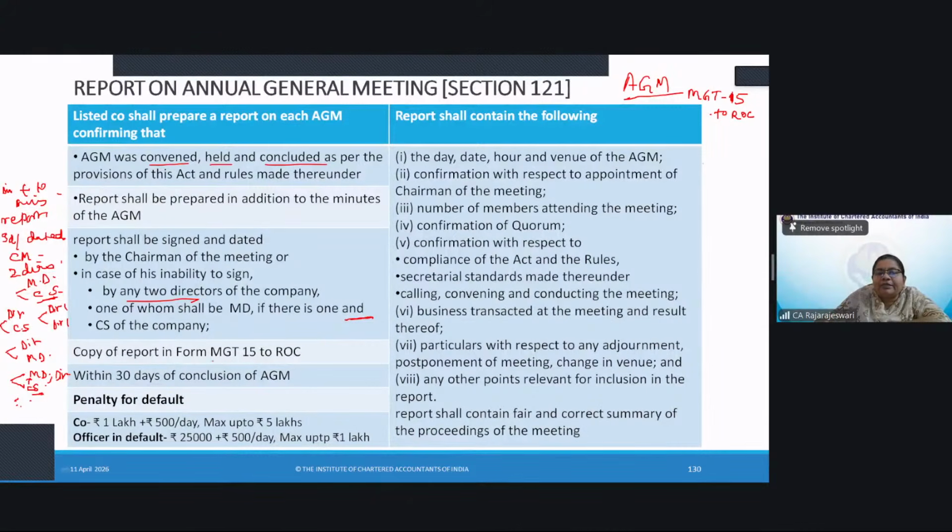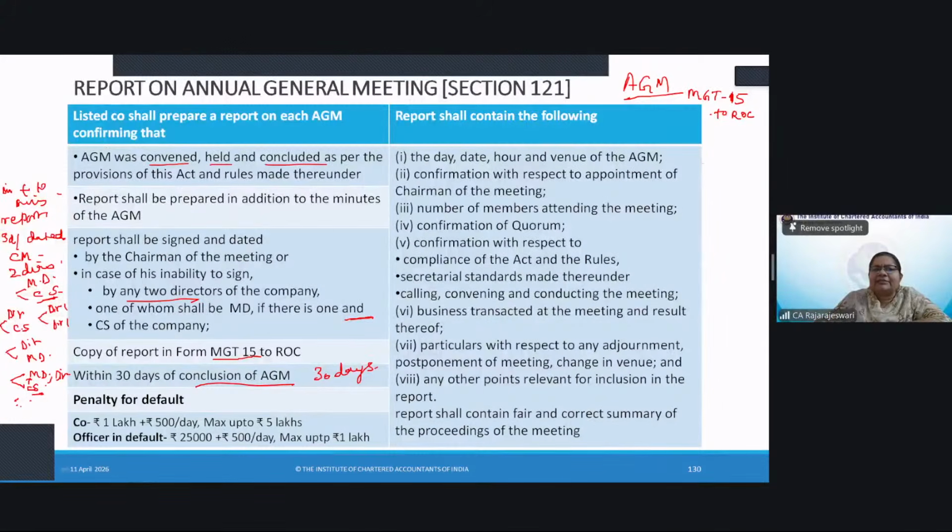And the form should be given in MGT 15 to the ROC. Again, the same 30 days: within 30 days of conclusion of the AGM. Why are they using the words conclusion of the AGM? Is there any specific meaning of the words conclusion of AGM?